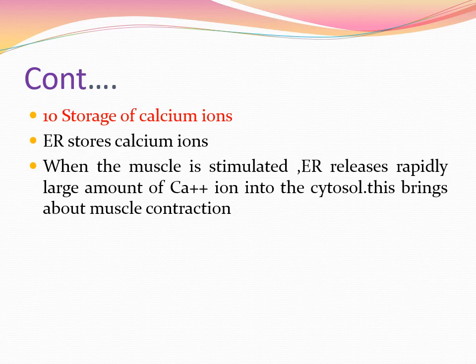So next function is storage of calcium ions. The endoplasmic reticulum not only performs different functions, but it also acts as a storage for calcium ions. That is, the endoplasmic reticulum stores calcium ions. In case of muscle contraction, the main component involved is calcium, which is stored in the endoplasmic reticulum. So when the muscle is stimulated, the endoplasmic reticulum rapidly releases a large amount of calcium ions into the cytosol, and this brings about muscle contraction.